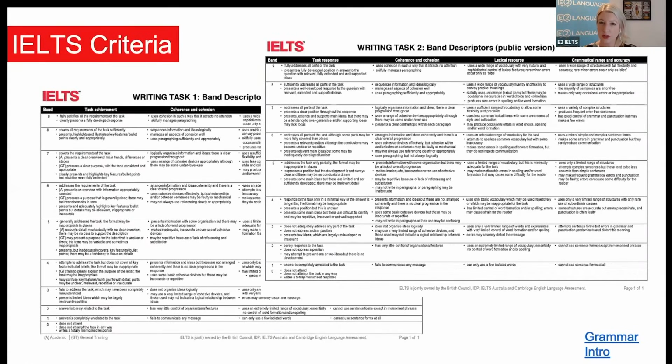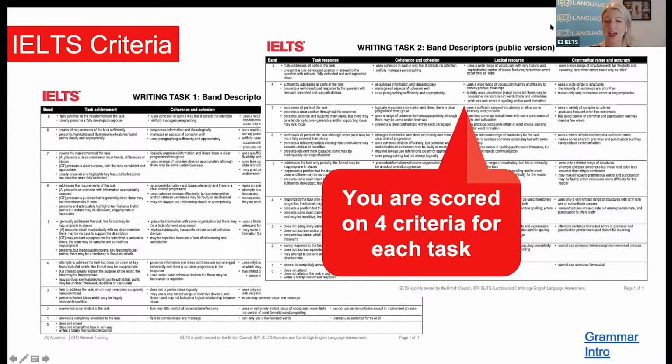Luckily, inside your course materials on E2 in task 1 and in task 2, we have videos explaining in a lot of detail the difference between band 7 and band 6, how to score band 7, how to score band 8. Look for those videos in the course materials of your E2 language course, and I'll show you at the end if you need help.